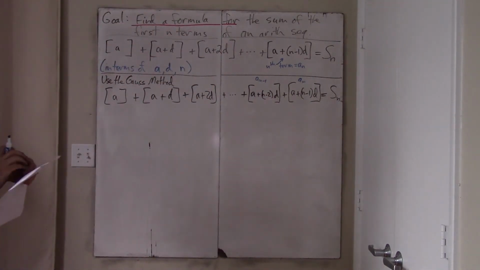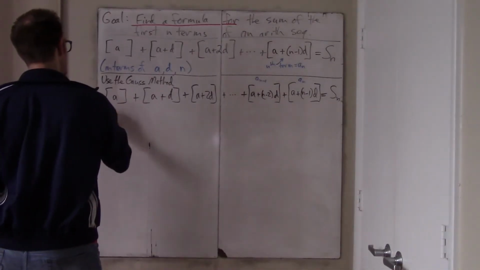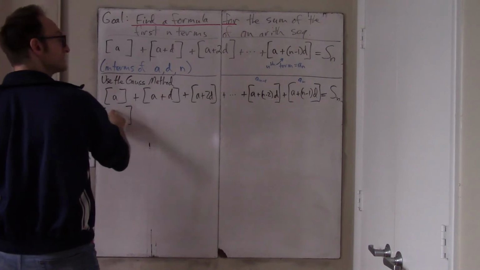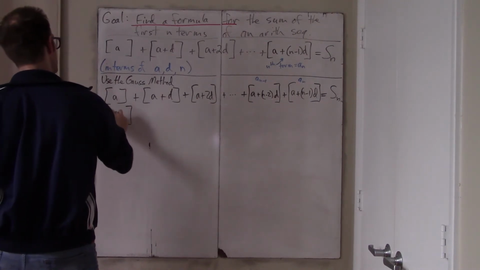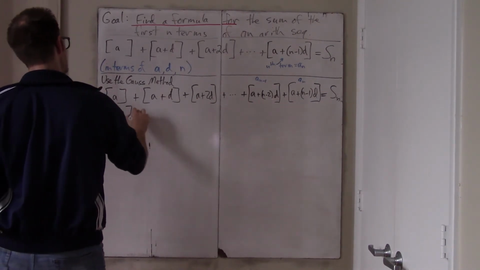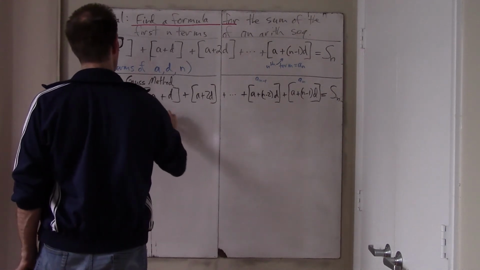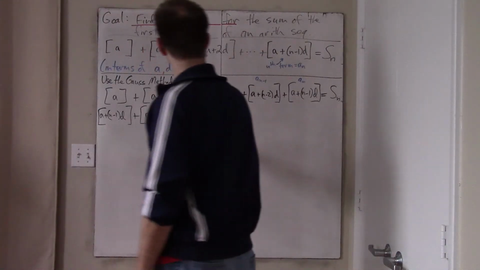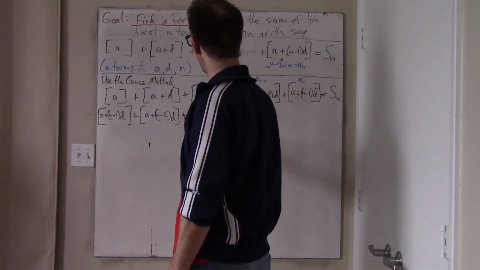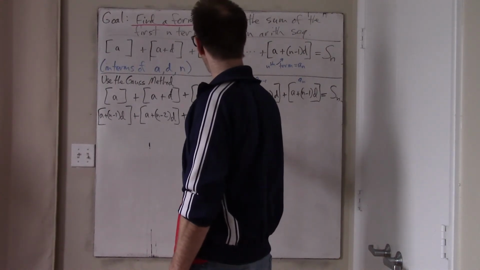Now comes the moment where I'm going to finally do something, and the something is to write this entire thing backwards. So here we write a plus (n minus 1)d. Here we write a plus (n minus 2)d. Here we write a plus (n minus 3)d, et cetera.